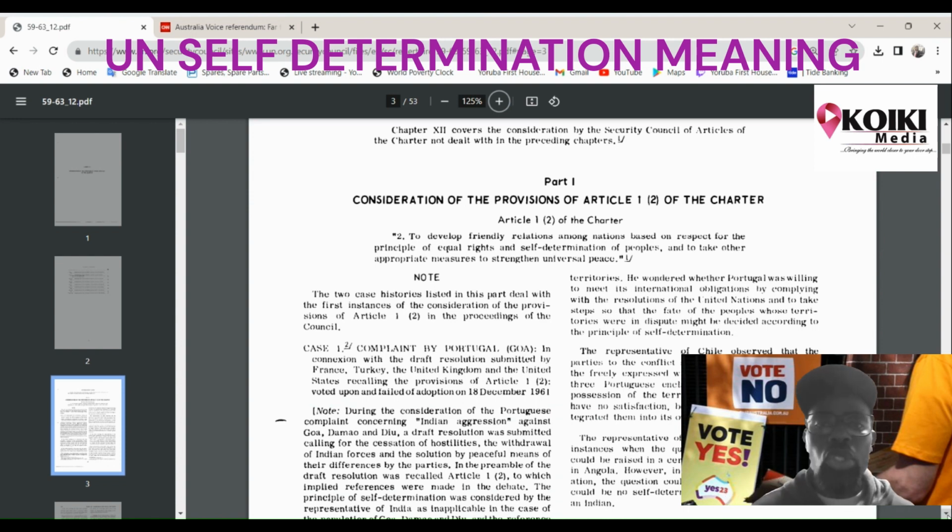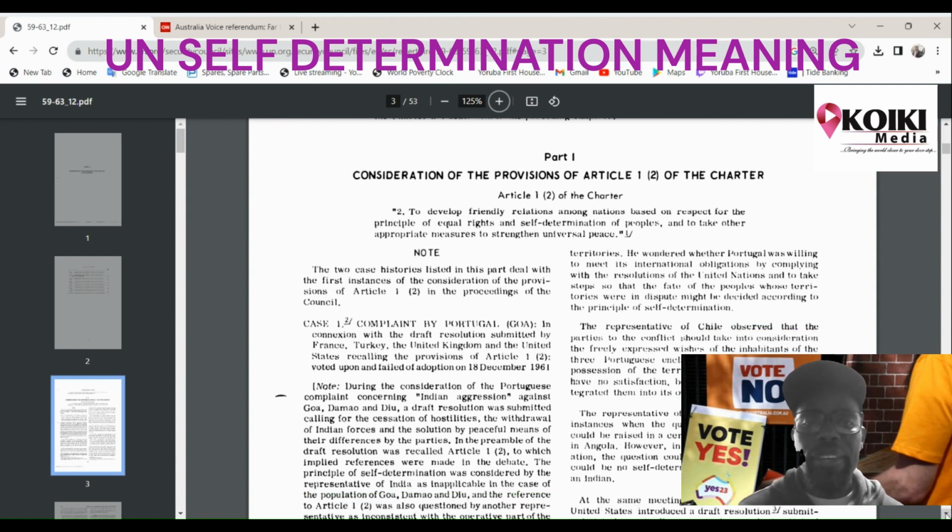During the consideration of the Portuguese complaint concerning India's aggression against Goa, Daman, and Diu, a draft resolution was submitted calling for the cessation of hostilities, the withdrawal of Indian forces, and the solution by peaceful means of their differences were made in a debate.